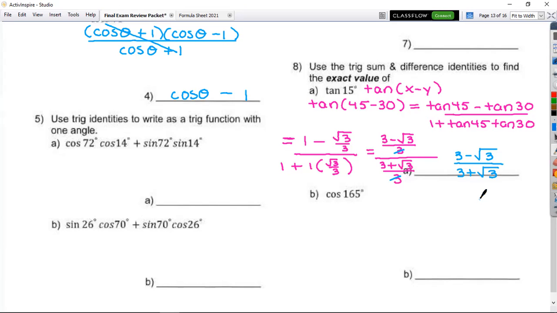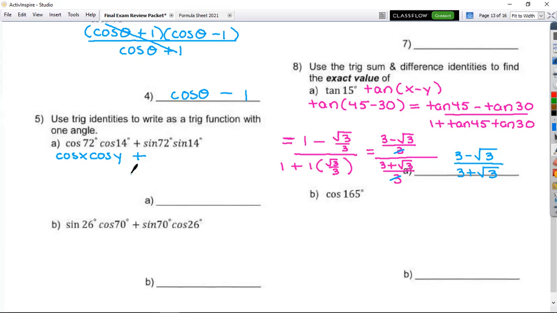All right, so over to number 5. So number 5, I'm going to use trig identities to write it as a trig function with one angle. Okay, you want to find on your formula sheet what is equivalent to cos x cos y plus. So just look for that part first. So cos x cos y plus. You guys see what that's equal to on the left?